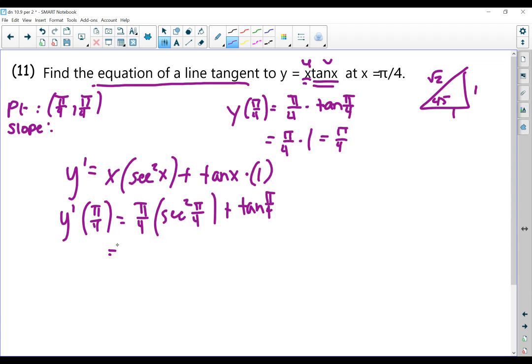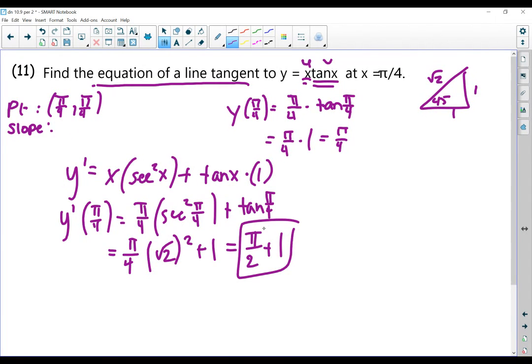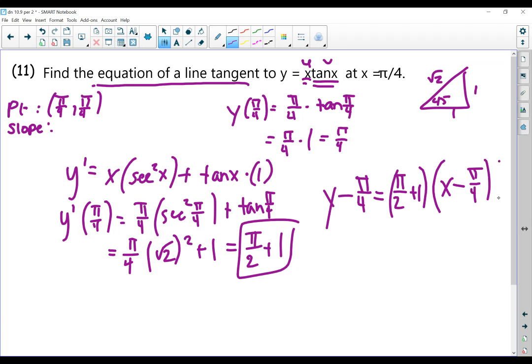And now I'm going to clean this up. So it's pi over 4, and then the secant is hypotenuse over adjacent, so that'd just be root 2 squared. Tangent of pi over 4 is 1, so that gives me 2 times pi over 4, which is 2 pi over 4. That reduces into half a pi plus 1. So there's my slope. So now I'm going to put it in point slope form. So y minus the y equals the slope, and since there are multiple parts to this slope, I need to quantify it, times x minus the x. Point slope form for the win, team.